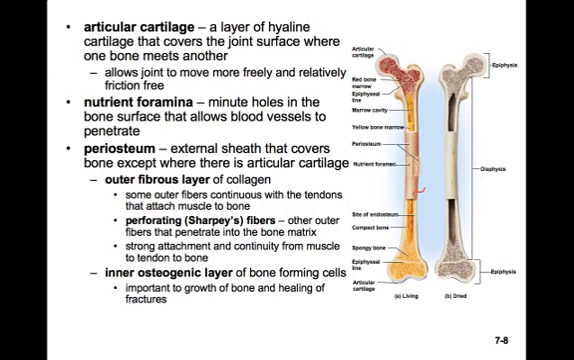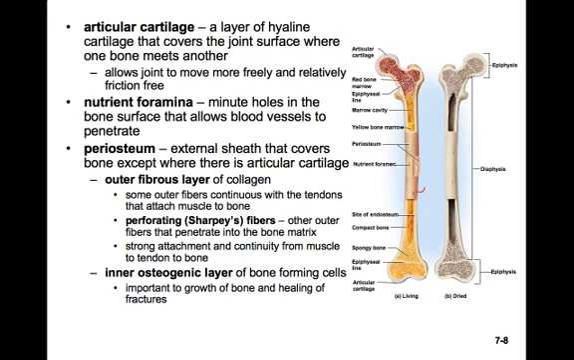The periosteum is actually composed of two layers. There's an outer fibrous layer, which is mostly collagen. Some of the outer fibers are continuous with the tendons that attach the muscles to the bone. We'll also see perforating or Sharpey's fibers. These actually penetrate the bone matrix like little hooks going into the bone to hold things like the tendons in place. This allows really strong attachment sites for muscles.